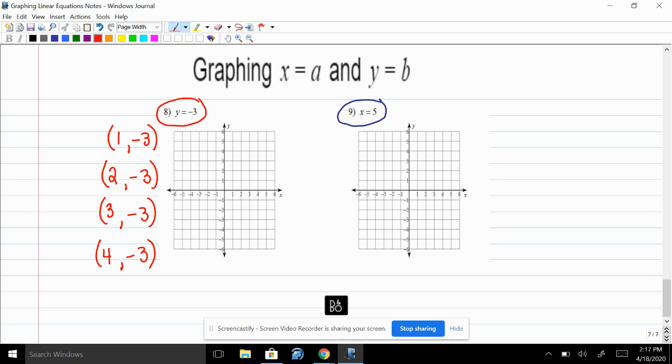And then you could just plot those points. I picked 4. You could pick 3, you could pick 4, you could pick 7. You only really need 2. So 1 comma -3 would be right there, 2 comma -3 would be right there, 3 comma -3, and then 4 comma -3. If you notice, guys, if you connect these points, you have a flat line, which you should know is called a horizontal line. Throw a label on there, and I'm good.